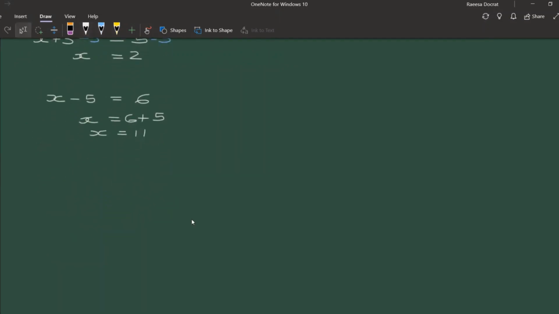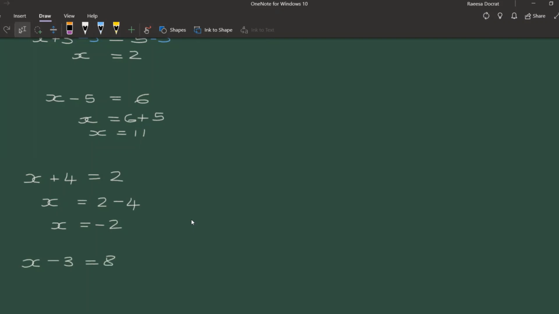We will do a few more examples. So we have x plus 4 is equal to 2. So we're going to subtract 4 on both sides. So we have x is equal to, it's the same as taking that 4 over and changing the sign. So minus 4. And then we get x is equal to minus 2. We'll do a few more examples just so that you are confident. So x minus 3 is equal to 8. So again, we will take this 3 over, and when we take the 3 over, we change the sign. So this is 8 plus 3, and then this x would be equal to 11.